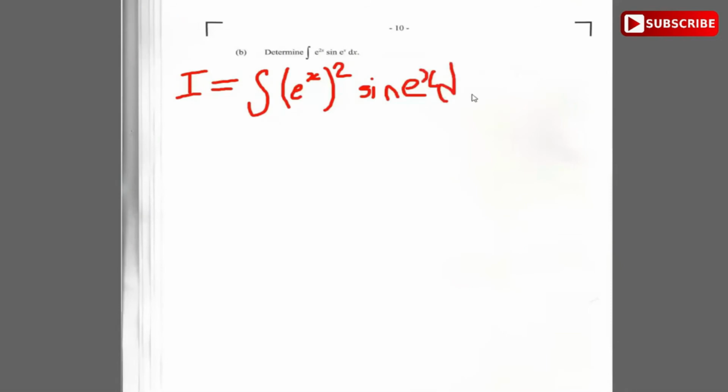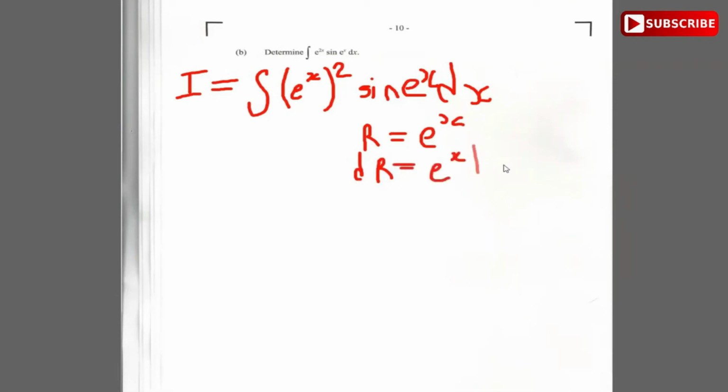Now, if I were to do a u substitution, well, I don't want to use u since I might do by parts afterwards. I'm going to let r stand for e to the x. I'm going to call it r. r is e to the x. And so if r is e to the x, then dr is going to be equal to e to the x dx.